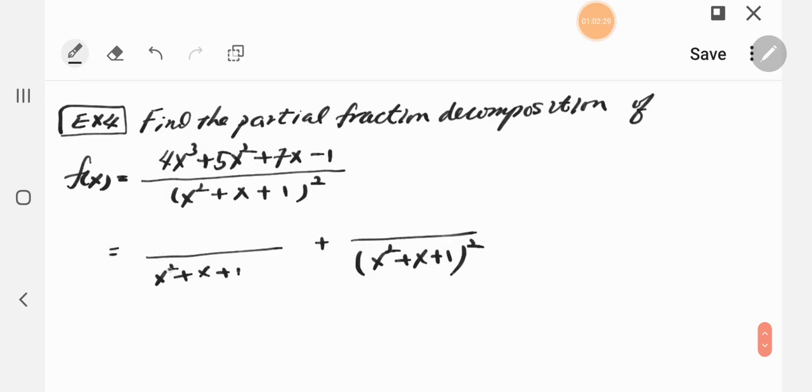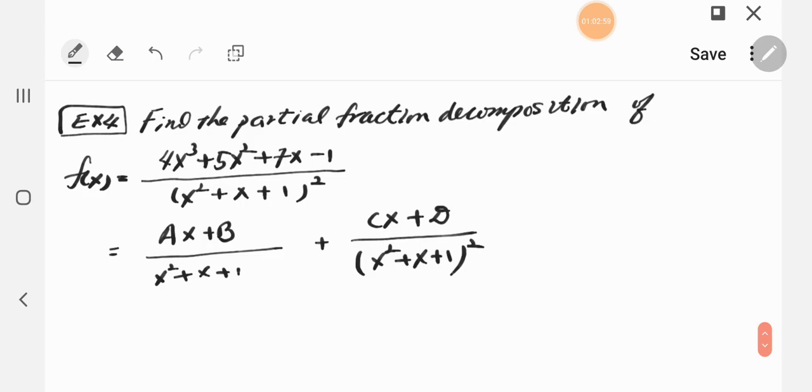Since the factor in the denominator is a quadratic, the numerator is linear. So we can write ax plus b, and for the second fraction cx plus d. The factor in the denominator is quadratic, so the numerator has a polynomial whose degree is 1 less than the degree of the factor in the denominator.